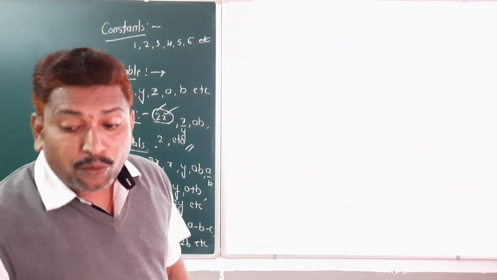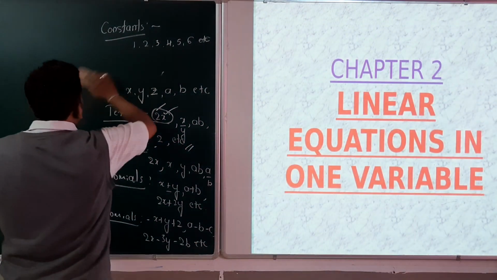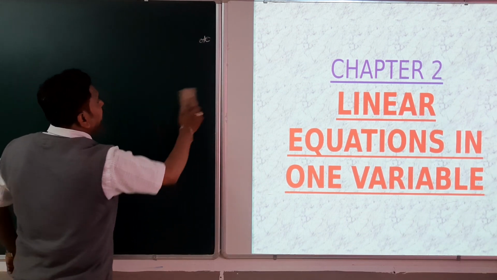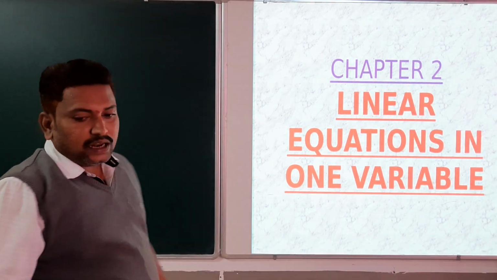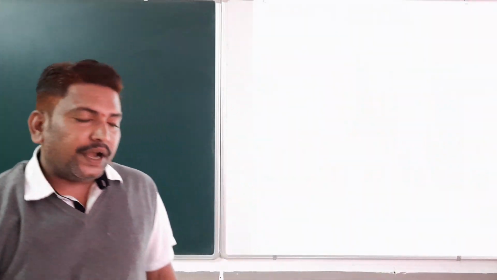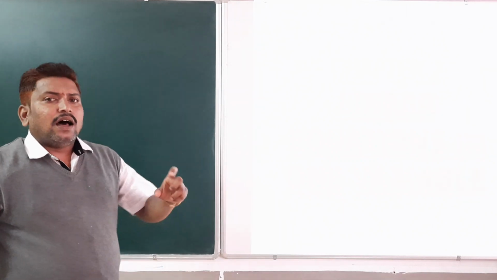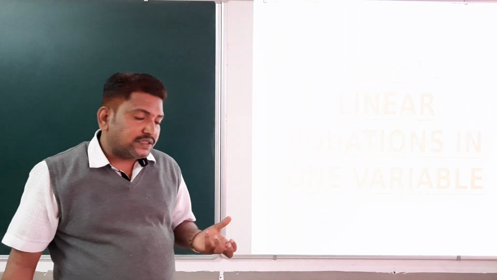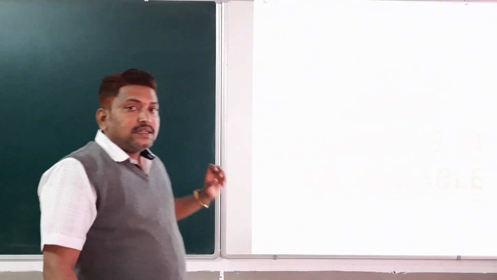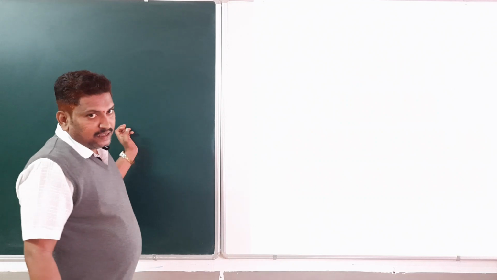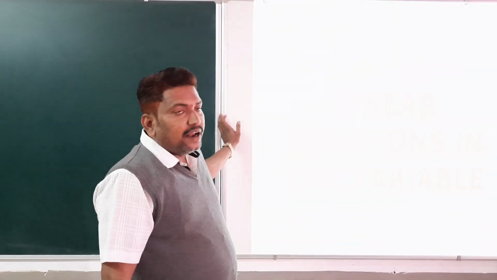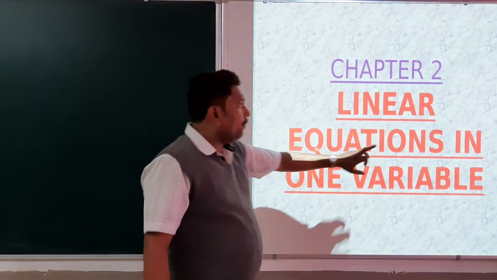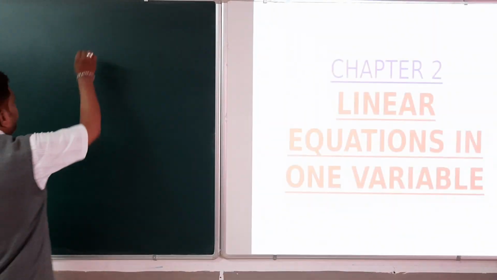Next point, polynomials. Poly means many. You may say that many terms are also called a polynomial, but according to the definition of a polynomial, it is an expression which contains variables whose powers should be whole numbers. Such expressions are called polynomials. Let's move to the next point. First, equation. It is very important. What do you mean by equations?